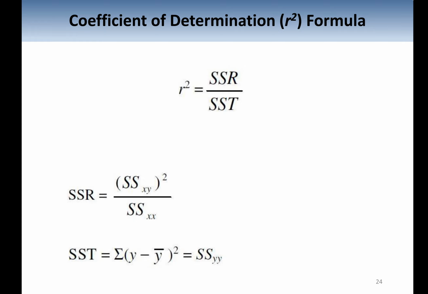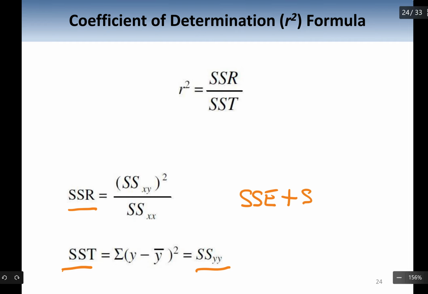The sum of the squares of the regression can be calculated as the sum of the squares of xy, from the formula we learned on previous slides, squared and divided by the sum of the squares of the x's. The total variability, the sum of the squares of the total, is the sum of y minus the average y, squared, also known as the sum of the squares of the y's. If we take SSE and add that to SSR, it gives us the total sum of squares.